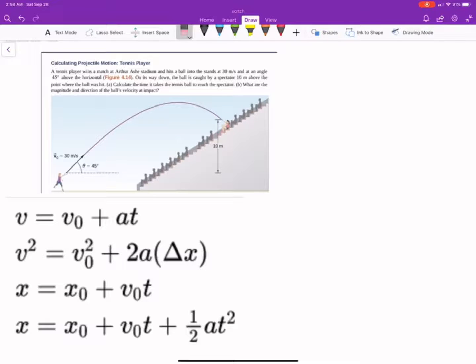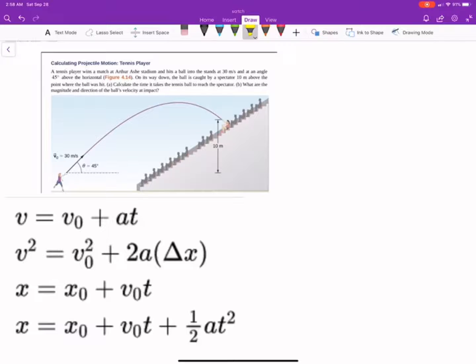A tennis player wins a match at Arthur Ashe Stadium and hits a ball into the stands at 30 meters per second at an angle 45 degrees above the horizontal. On its way down, the ball is caught by a spectator 10 meters above the point where the ball was hit. Calculate the time it takes for the ball to reach them and the magnitude and direction of the ball's velocity at impact. Okay, well, let's do part A.